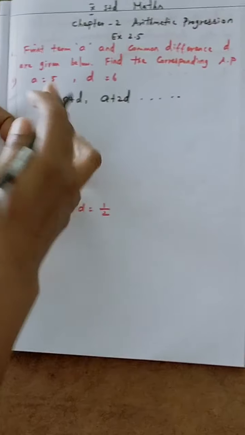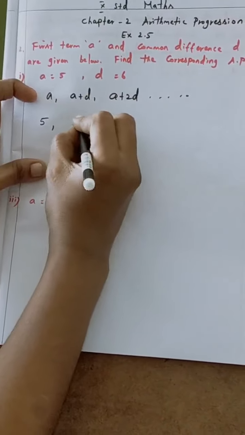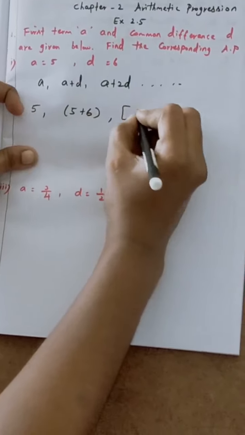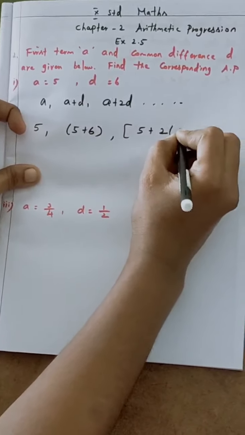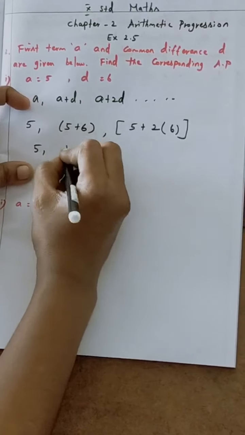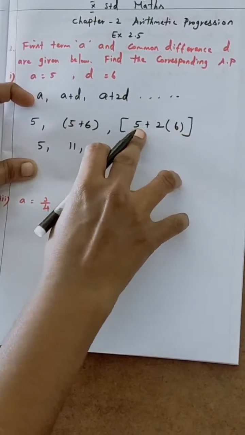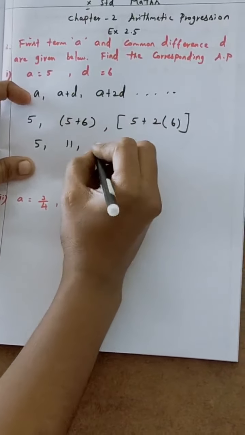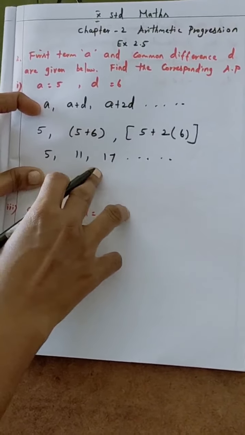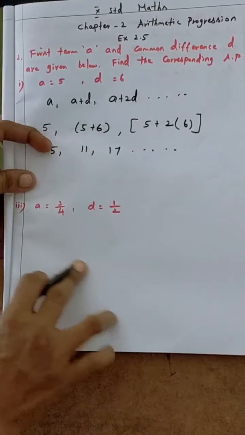Okay, so what is the a value? a equal to 5, comma, a plus d, within the bracket mention 5 plus 6, comma, next one is a plus 2d: a value 5 plus 2 into d value, which is 6. Find the answer: 5, comma, 5 plus 6 is 11, comma, 5 plus 2 sixes are 12, 12 plus 5 is 17, up to etc. So the given sequence is 5, 11, 17, up to etc.